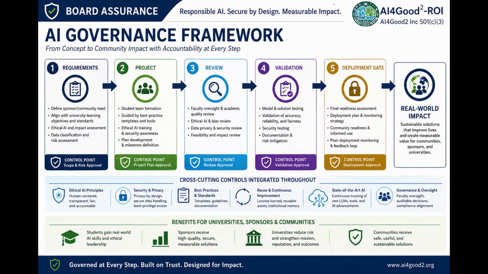Displayed on the screen is the AI4Good Squared Governance Framework, a structured, end-to-end model designed to ensure that AI solutions move from concept to real-world impact with accountability, security, and ethical alignment at every step. This is not just a process diagram. It represents how AI4Good Squared develops, validates, and deploys AI applications, either within the AI4ROI Cloud or on-premise environments, while maintaining institutional-grade governance and trust.